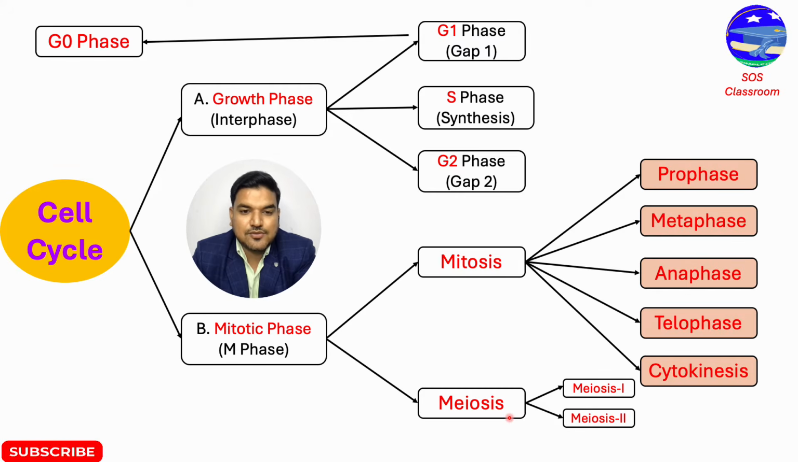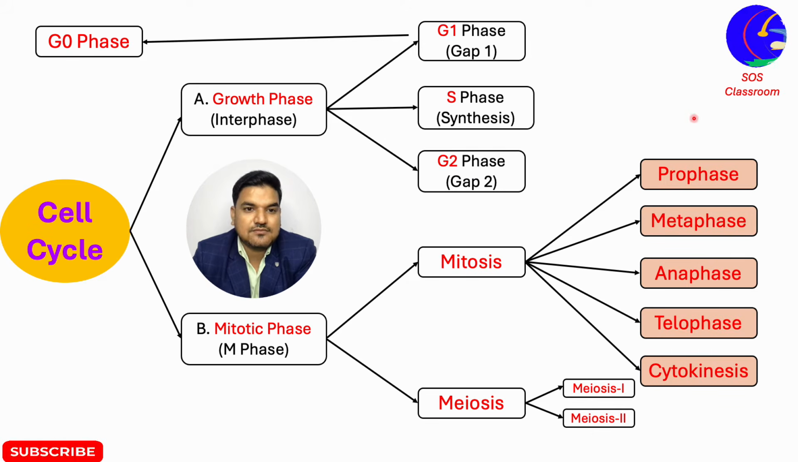Next is meiosis. Meiosis is again divided into two phases: meiosis first and meiosis second. Some cells of the body cannot go from growth 1 to the synthesis phase and directly change into the G0 phase. G0 phase means no further division occurs in these types of cells inside the body.